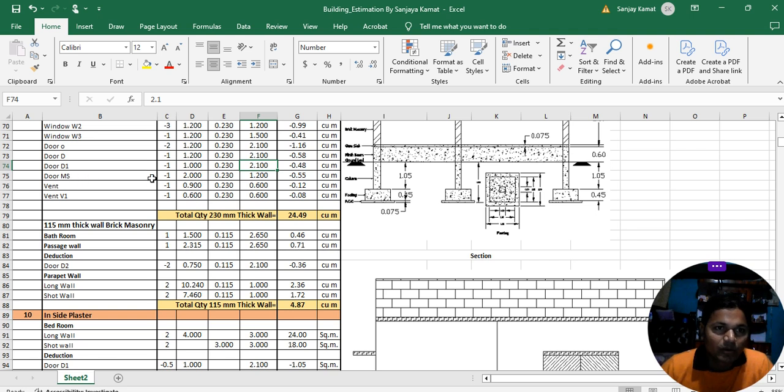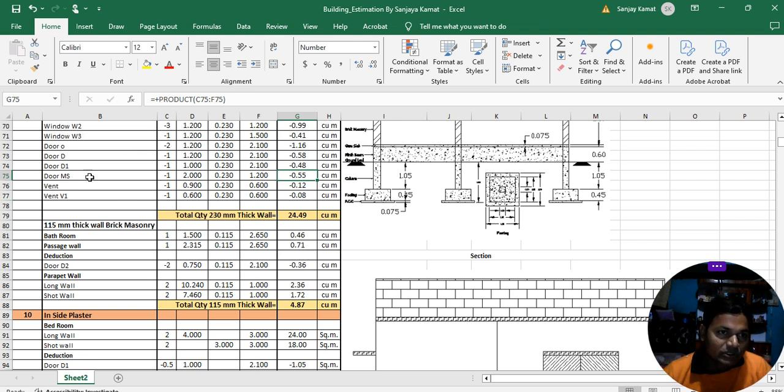Similarly we will do the master door. We have taken the number -1. Length we have taken 2 meter, breadth 0.230 meter, and depth 1.200 meter. Once we know the 4 values, we can easily multiply them. After multiplying, you will get the answer in negative, because our number is -1. So the answer will also be negative: -0.55 cubic meter. Okay.